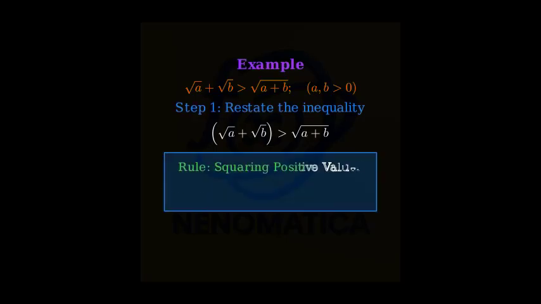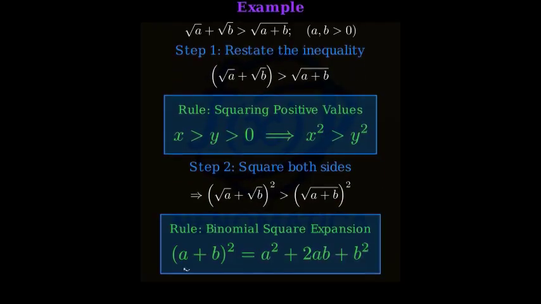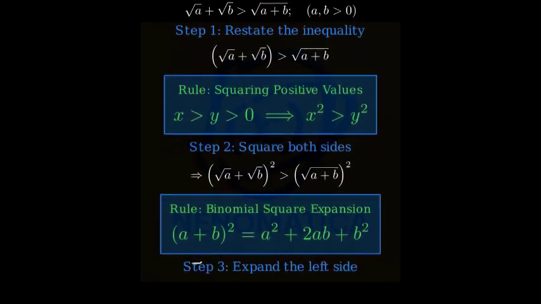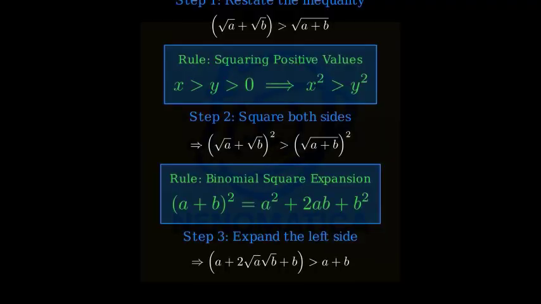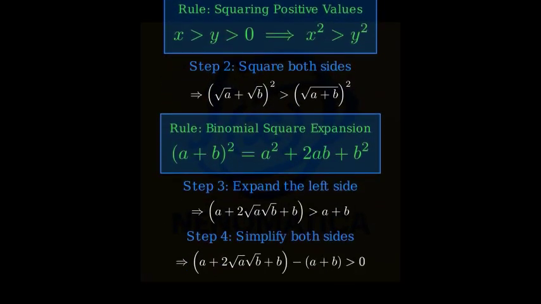This is allowed because both sides of our inequality are positive, so squaring preserves the direction of the inequality. Now, we expand the square on the left side. We use the formula (a + b) squared equals a squared plus 2ab plus b squared. Next, we'll simplify our inequality by subtracting a plus b from both sides.